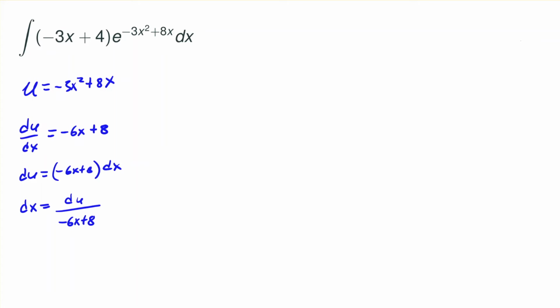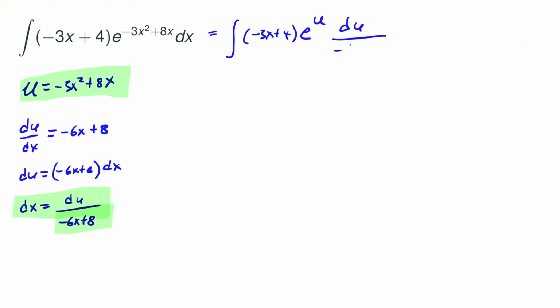So let's substitute using this one and this right here. What do we get? Well, this one, for now, stays negative 3x plus 4. e raised to the u power, because that's what this entire exponent is, u, right? dx is the same as du over negative 6x plus 8.